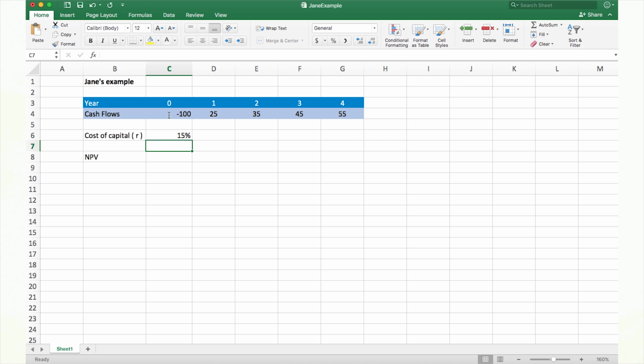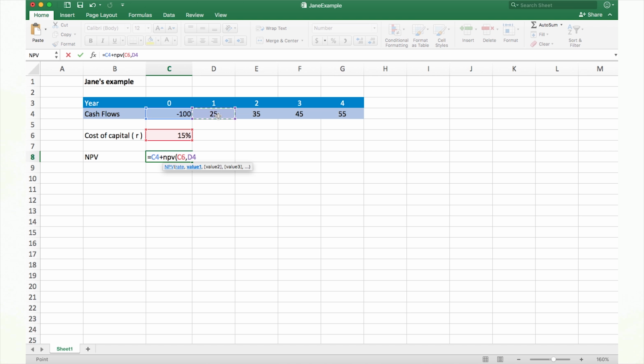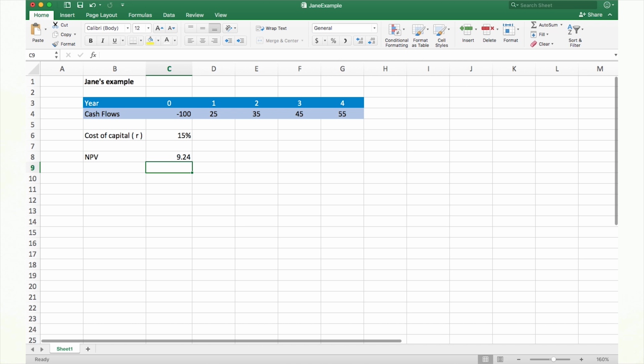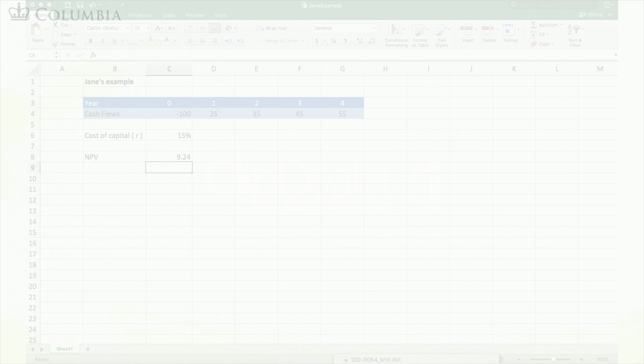Recall that the NPV function in Excel treats the first cash flow you give it as a cash flow in period 1. In this example, year 1. For this reason, the cash flow in year 0 is discounted separately. However, this is easy to do as there is no discounting in year 0. Using Excel, we obtain that the NPV of Jane's project is $9.24 million.